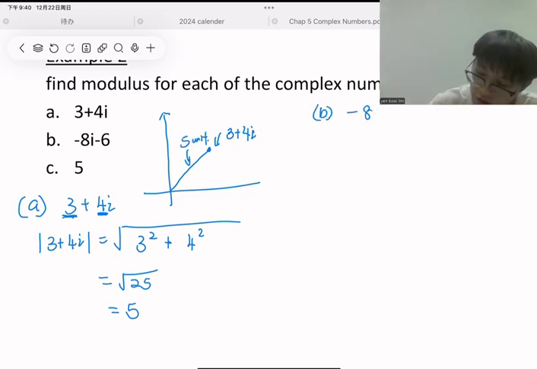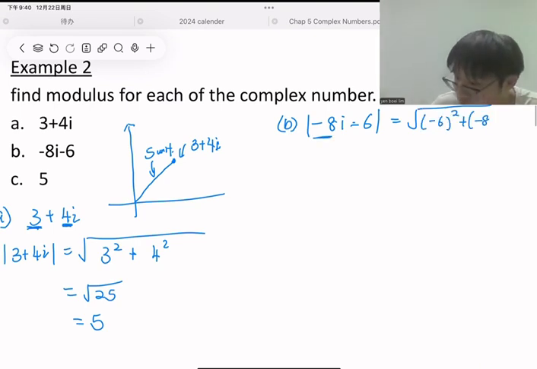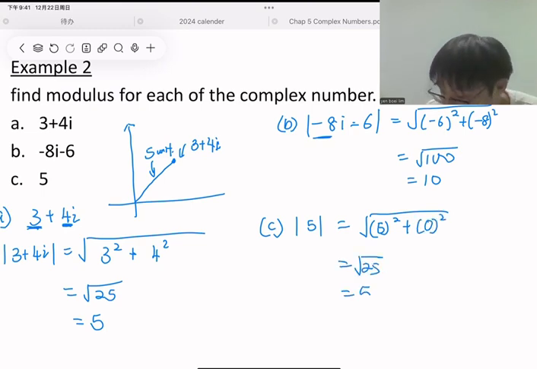For the next, negative 6 minus 8i. The modulus of the complex number is the square root of the real part, negative 6 squared, plus the imaginary part, negative 8 squared, which is the square root of 100, 10 units. For the last, the modulus of 5 is the square root of the real part 5 squared plus the imaginary part 0 squared, which is the square root of 25, which is 5 units.